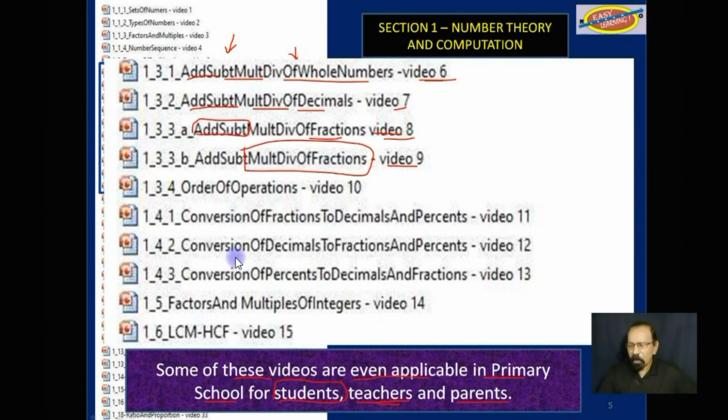Now, these are all work done in the primary school, and parents may not realize it, children may not realize it, but this is actually the first part of the CSEC level math exam. So yes, it is applicable in primary schools. Students, teachers, and parents can use these videos to help with this work.